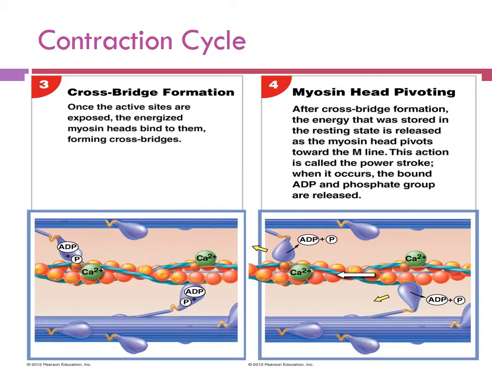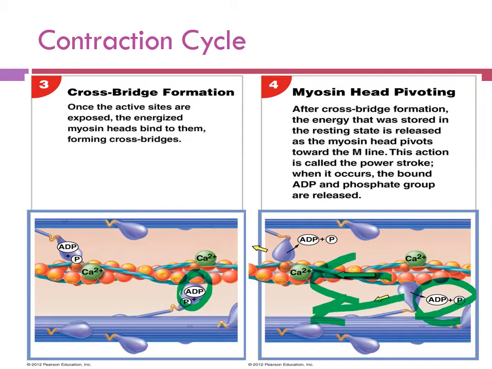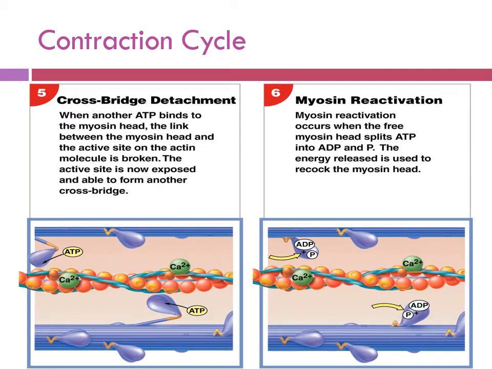It binds with the actin at the active site, and then it releases its ADP and uses that energy to pull the actin forward. So now the whole actin molecule or actin strand is being pulled toward the M line. Now we have to detach the myosin from the actin. And the way to detach the myosin head from the actin is by binding another molecule of ATP. So the ATP binds to the myosin head, and the myosin head is going to split that ATP into another ADP and phosphate and recock and get ready to bind again.